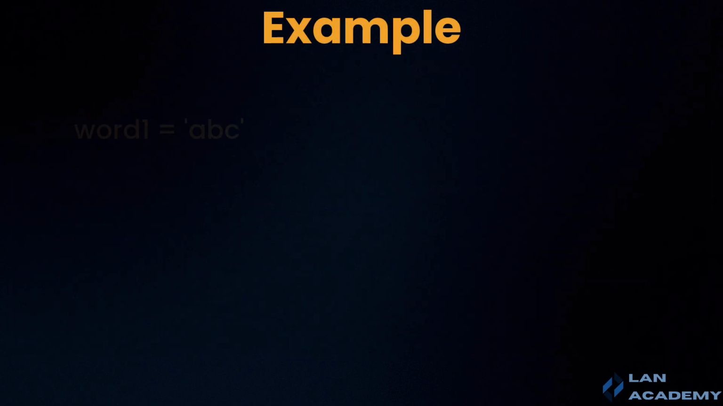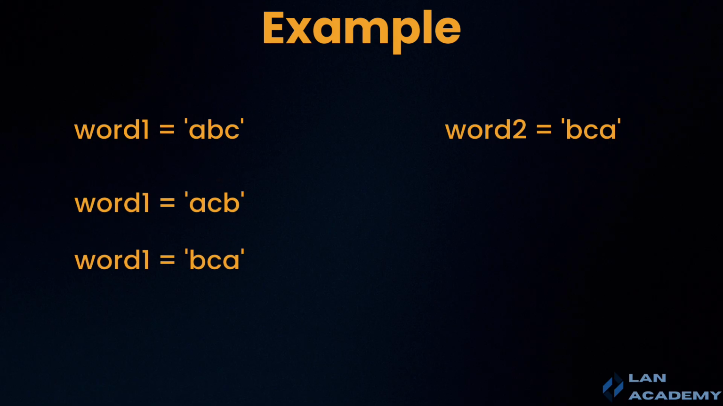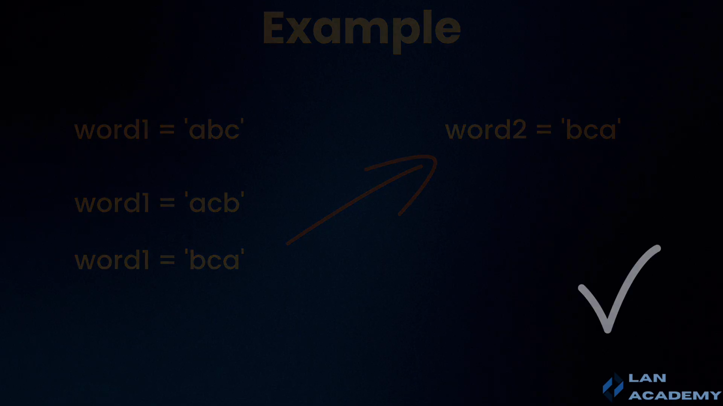For example, for word 1 equals ABC and word 2 equals BCA, the first operation is to swap the last characters in word 1, resulting in ACB. The second operation is to change the character A to B in ACB, resulting in BCA, which is exactly word 2. Finally, I will return true or false if the words are considered close.